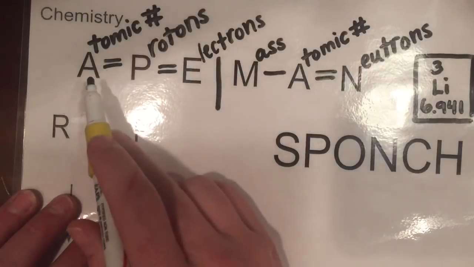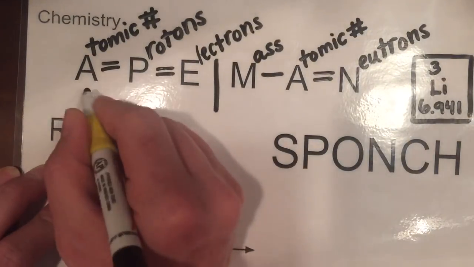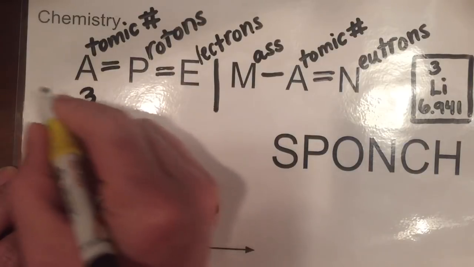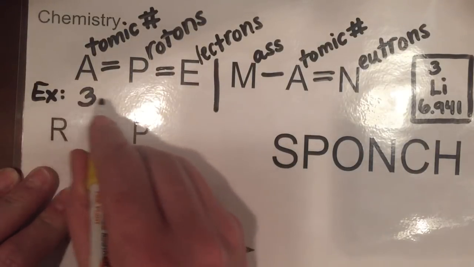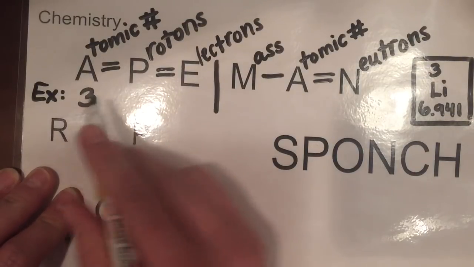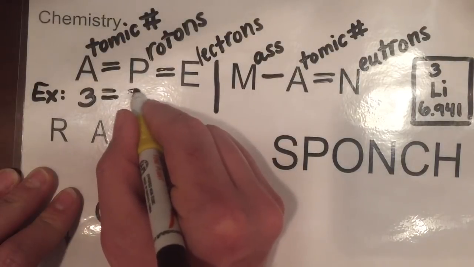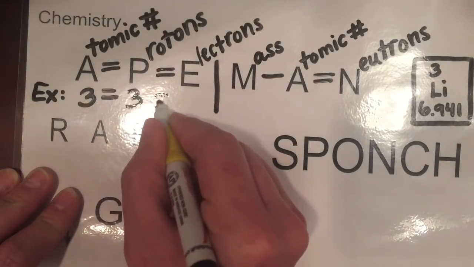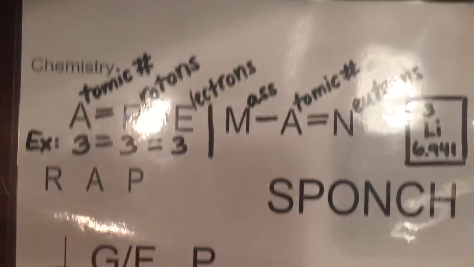Well, the atomic number for lithium is 3. So right below the letter A as an example, and you know what? Let's put EX over here. So we know that this example is 3. That means that there are 3 protons and 3 electrons. Easy, easy, easy.